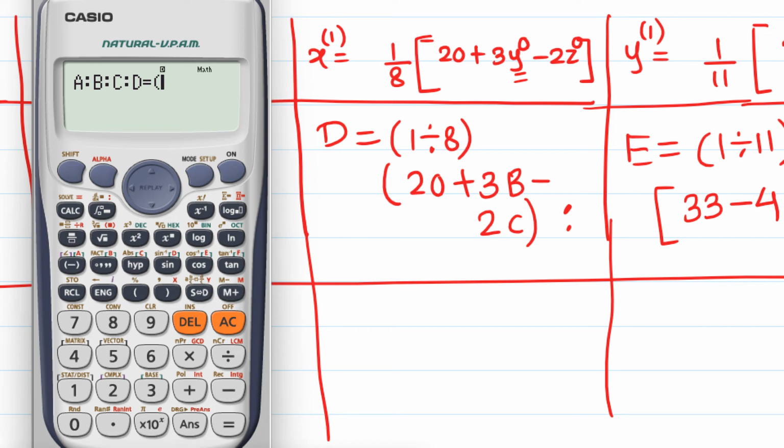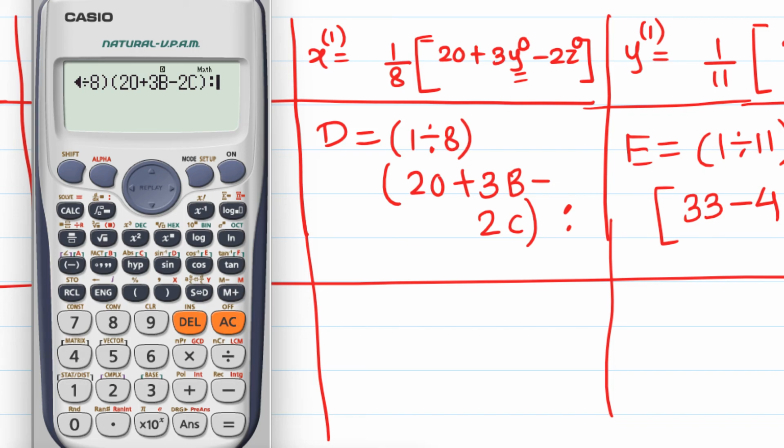Now into bracket, what is to be there? 1 divided by 8. Bracket complete, into bracket. We have the value 20 plus 3 into B minus 2 into C. Complete this.